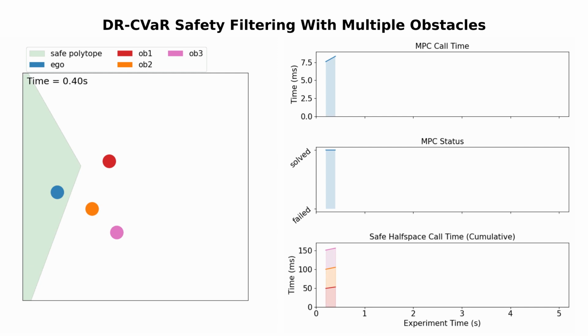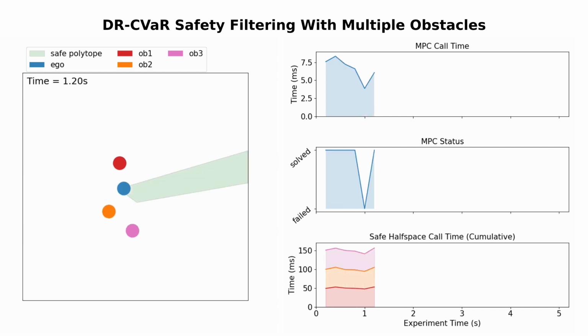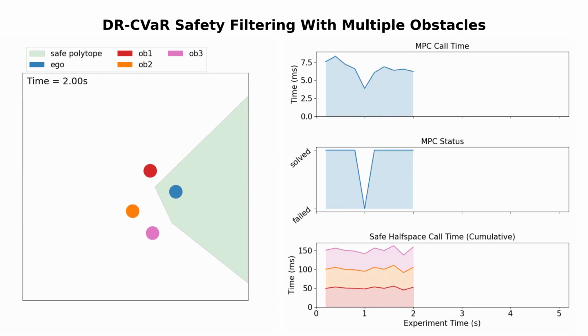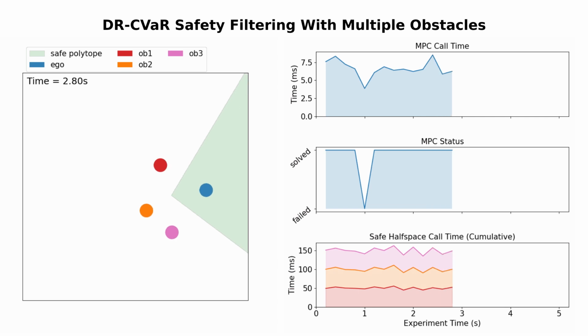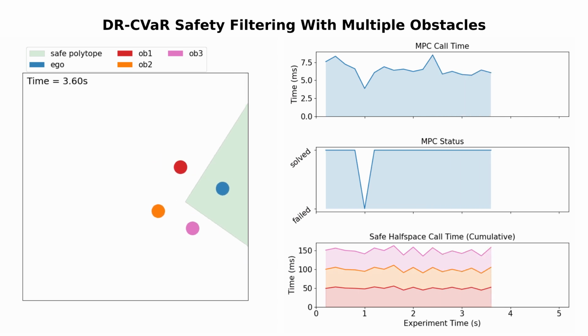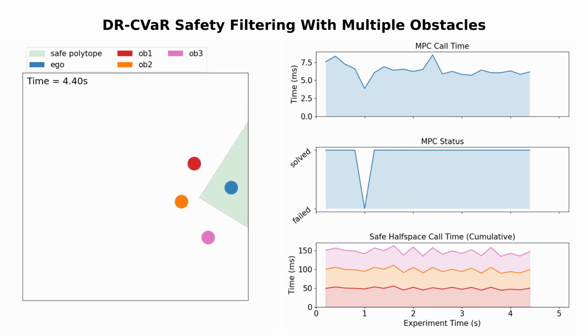At each iteration, the ego vehicle computes a safe half-space per obstacle per time step in the MPC horizon. Then, the MPC problem with the dr-CVaR safe half-space constraints is solved. The ego vehicle avoids all three obstacles and safely reaches its goal.